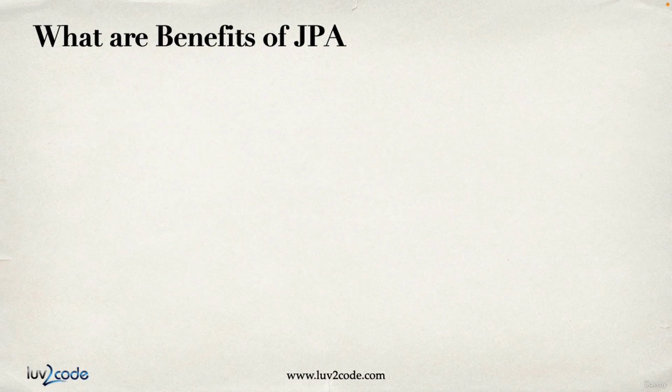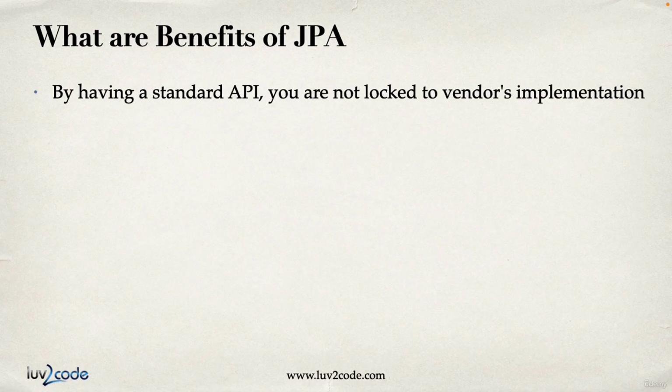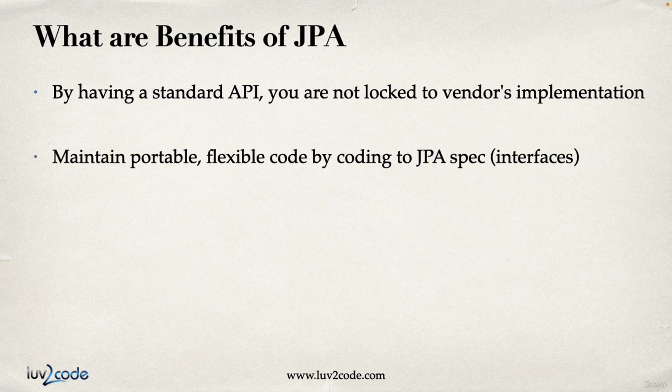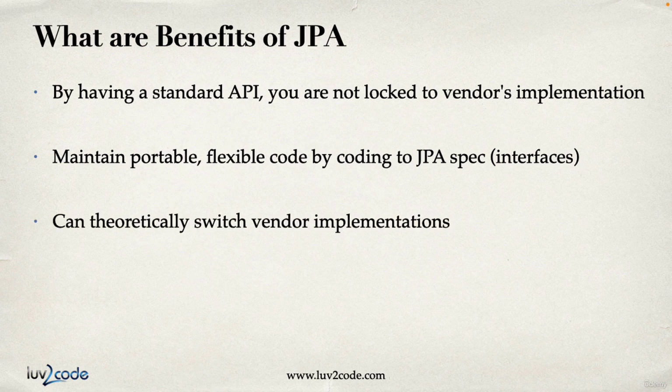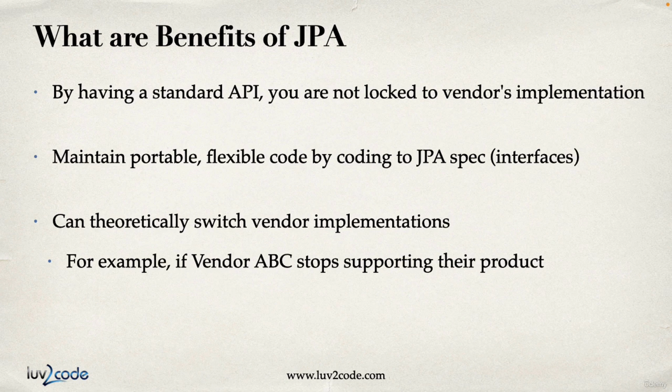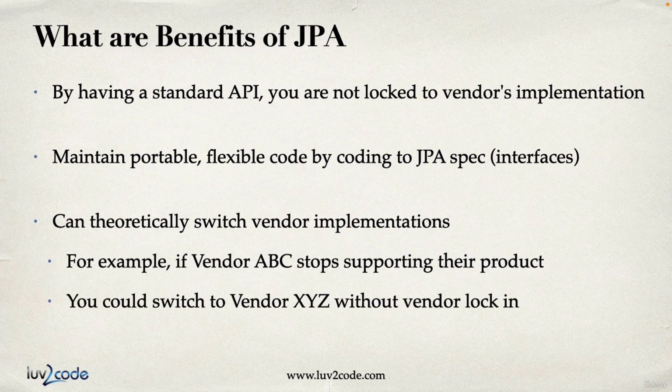Now, what are the benefits of using JPA? By having a standard API, you're not locked into the vendor's implementation. So you can maintain portable, flexible code by simply coding to the JPA spec or the interfaces. So theoretically, you can switch vendor implementations. For example, if vendor ABC stops supporting their product, then you could switch to vendor XYZ without any vendor lock-in, which is a good thing. And the reason for this is because you're coding to the actual JPA specification or the standard API.